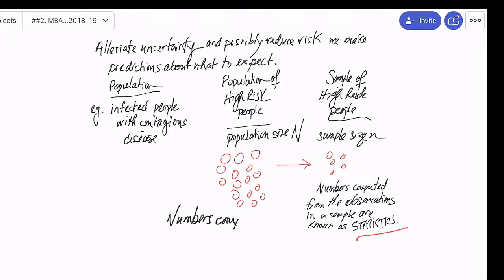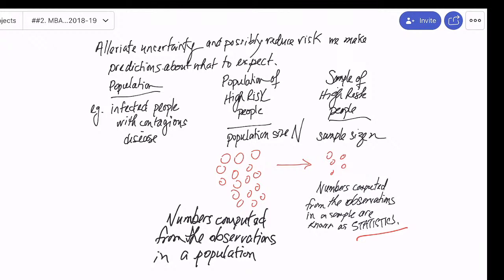So numbers of interest computed from the observations or the values in a population are known as what?